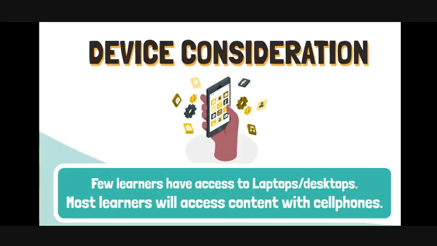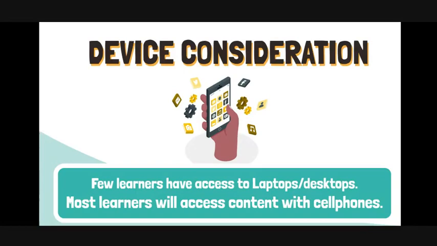A lot of learners have cell phones. I understand a lot of learners also don't have cell phones, but comparatively, a cell phone is a more likely and more viable vehicle for your content at the end of the day. So what becomes very important when you are creating digital resources is that you need to be aware of how these learners are going to access resources on a cell phone.